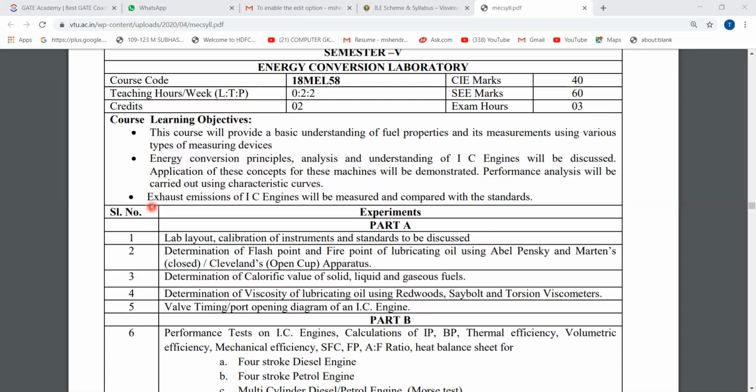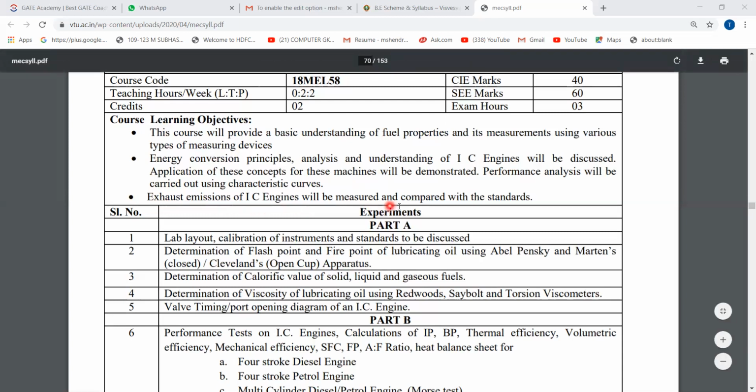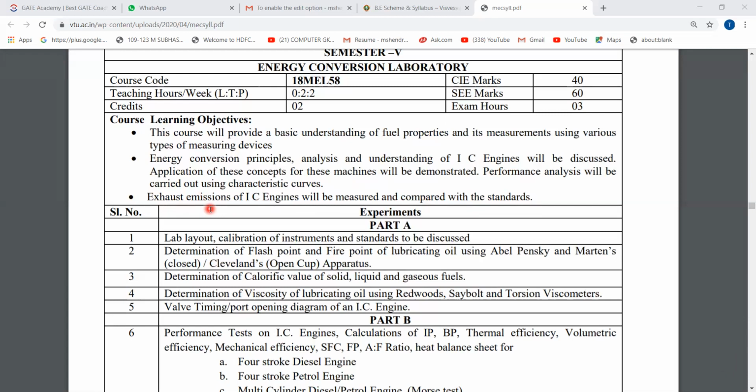The last objective of this course is that exhaust emission of IC engines will be measured and compared with the standards. This is popularly known as exhaust gas analysis. Basically, we are going to collect some volume of the exhaust gases, and we are going to study what the percentage of carbon dioxide is, what the percentage of carbon monoxide is, and what the percentage of water vapor and other remaining gases present in the exhaust gases is. So this is the third main objective of this particular course.